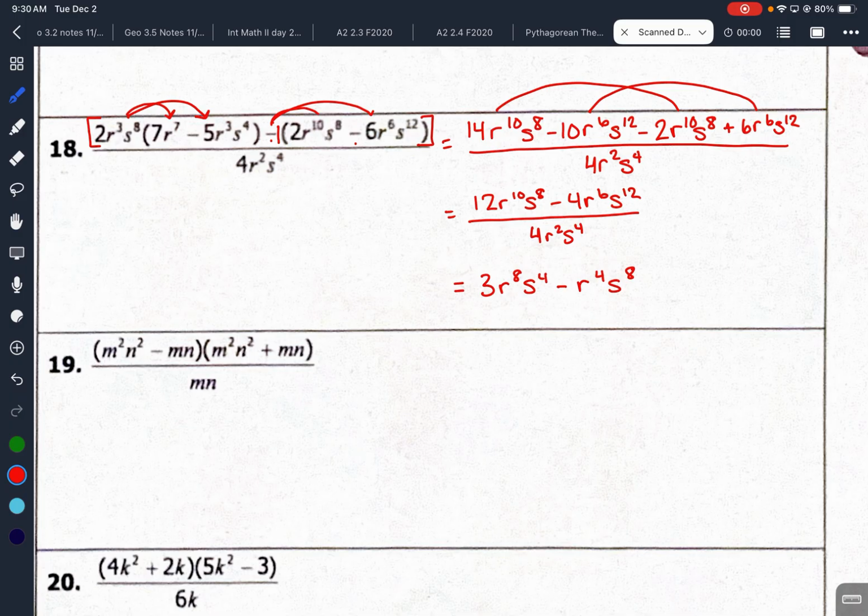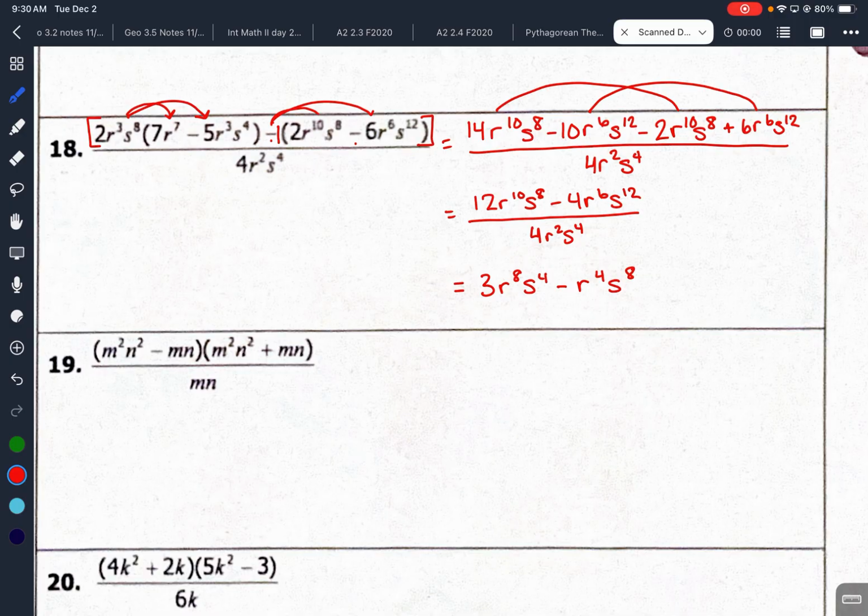Now I got 3r to the 8th, s to the 4th minus r to the 4th, s to the 8th. Anybody tempted to put those two together? I am. I want to put them together because I got a 4 and an 8, right? But are they on the wrong variable? Yeah. So we got to stop ourselves sometimes.